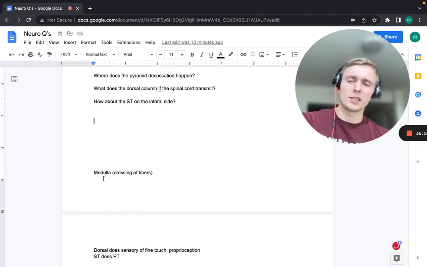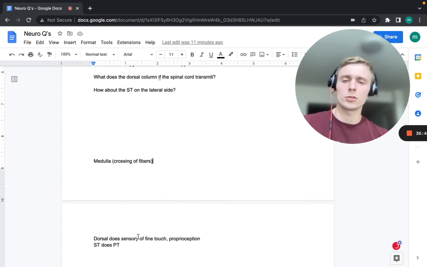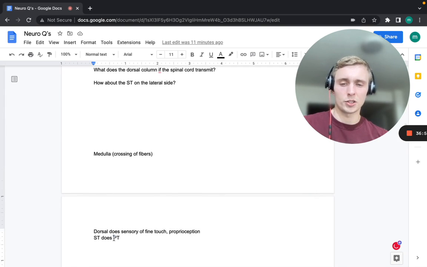So the decussation happens in the medulla. That's the crossing of the fibers, like we said. So it crosses over at the medulla. And that's why in a stroke, if we have a stroke on one side, we're going to get those opposite side fibers, like make it run down to like the foot on the opposite side. So right-sided to left-sided. And so the dorsal column does sensation to fine touch as well as proprioception. And the spinothalamic tract does pain and temperature.